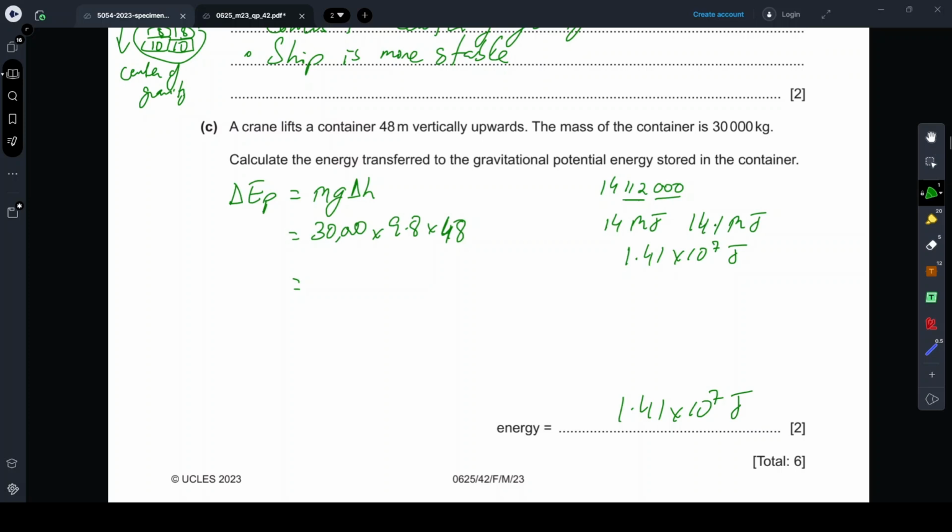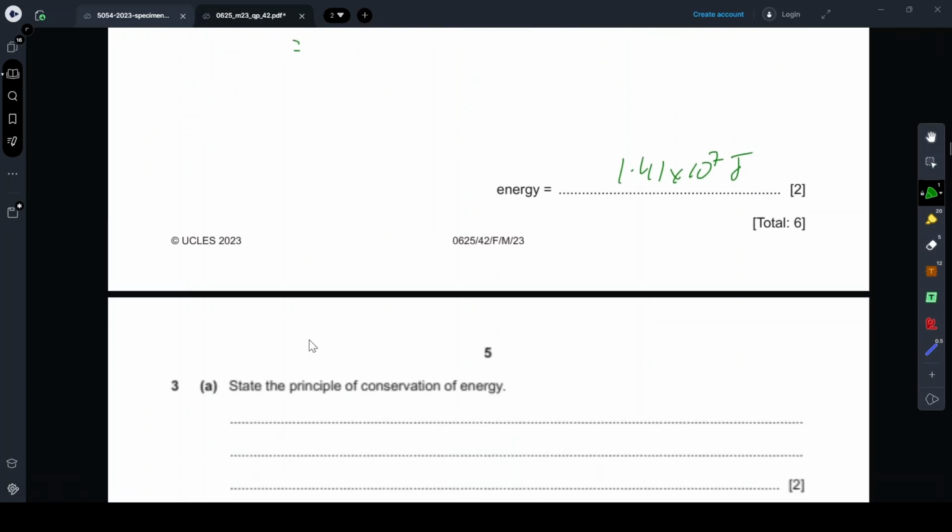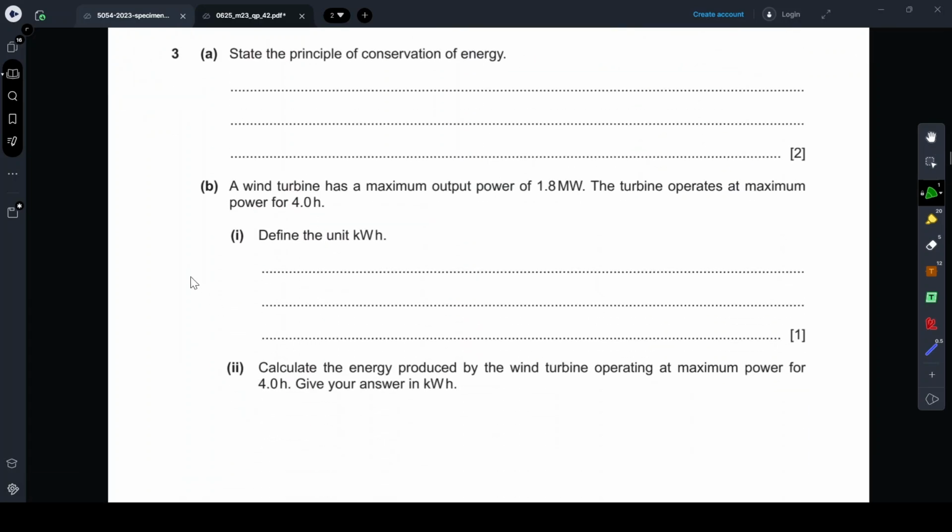Alright, question 3. State the principle of conservation of energy. I think this is based on memory. Yes, it is based on a very basic concept. Conservation of energy.